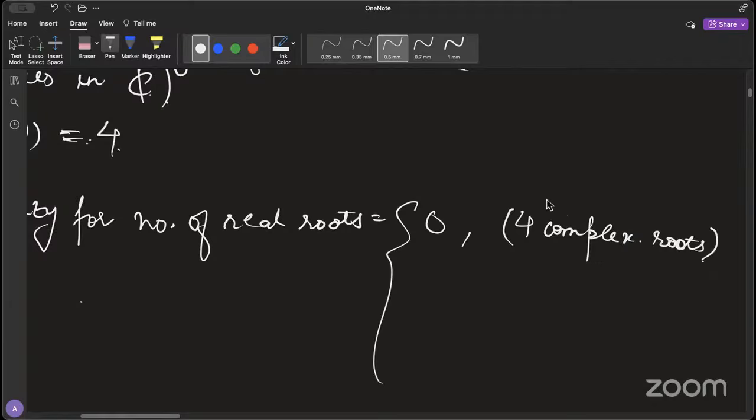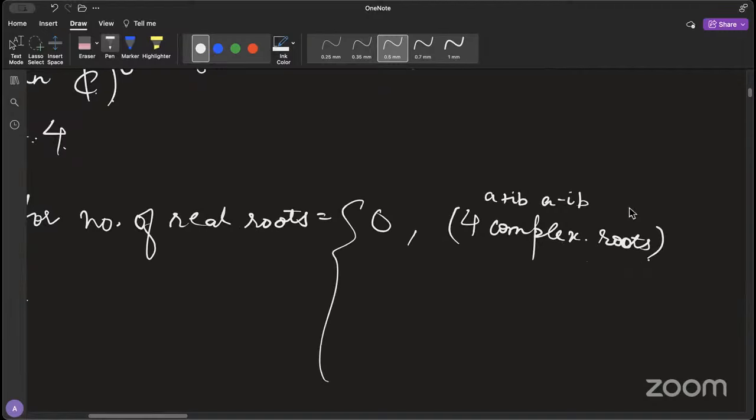You can have complex roots as a plus iota b, a minus iota b, c plus iota d, and c minus iota d. Now you have four complex roots. That's fine, right? That's not a problem.